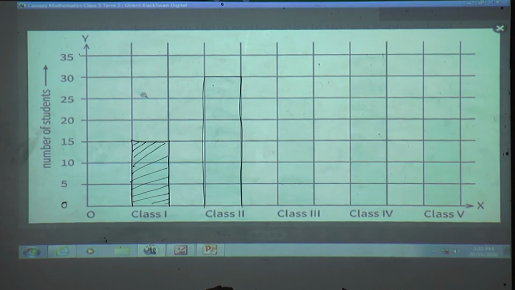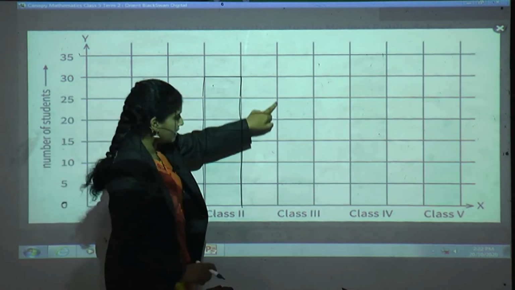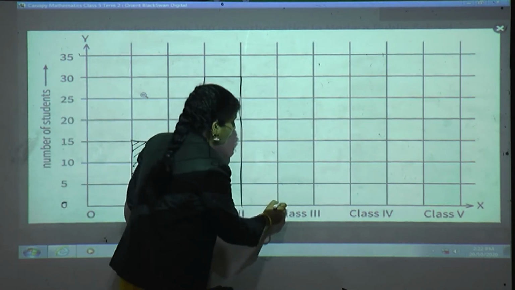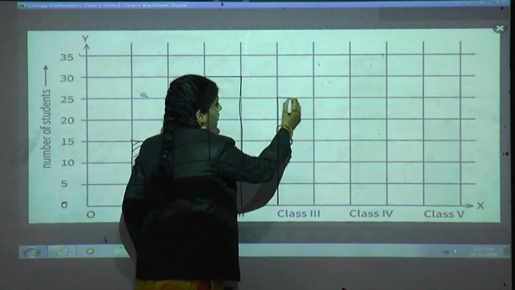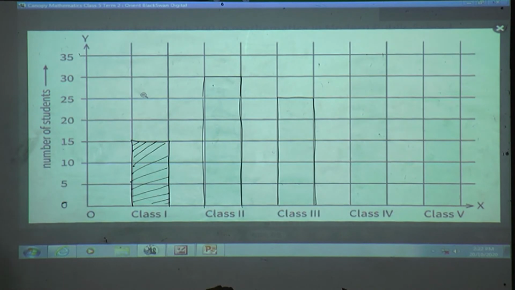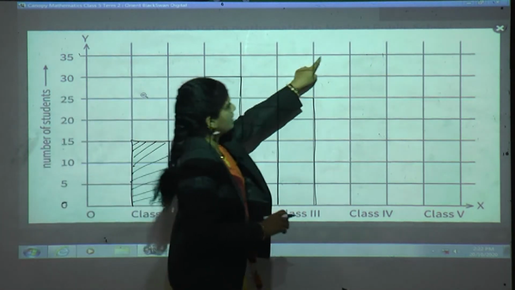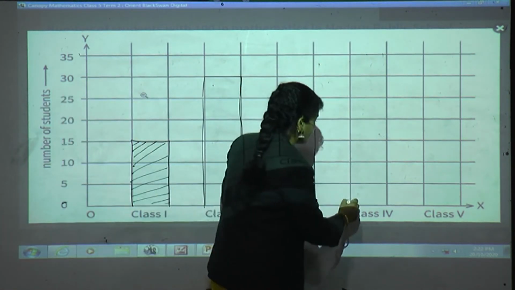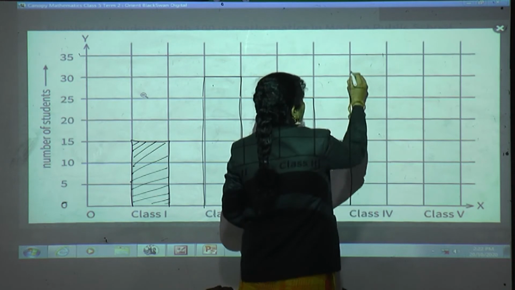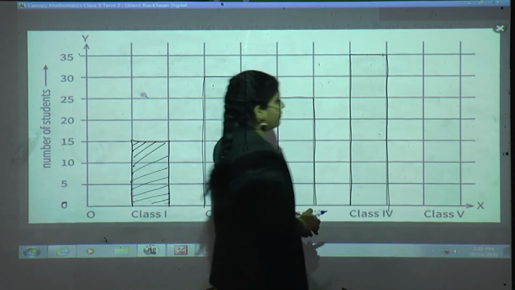Class 3, 25 students got 100 marks. So see 25 here and where is class 3? Here. So draw the bar on the graph paper. Okay, now class 4. In class 4, 35 students got 100 marks. So here is 35 and here is class 4. So with the help of the scale, you just draw the bar graph.